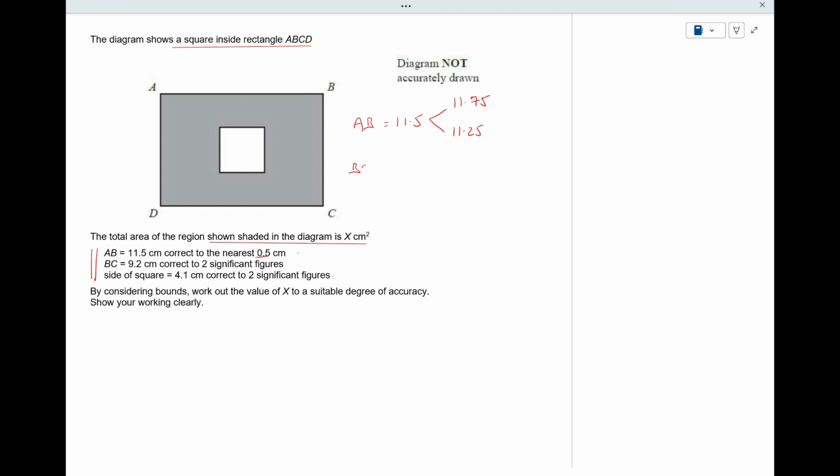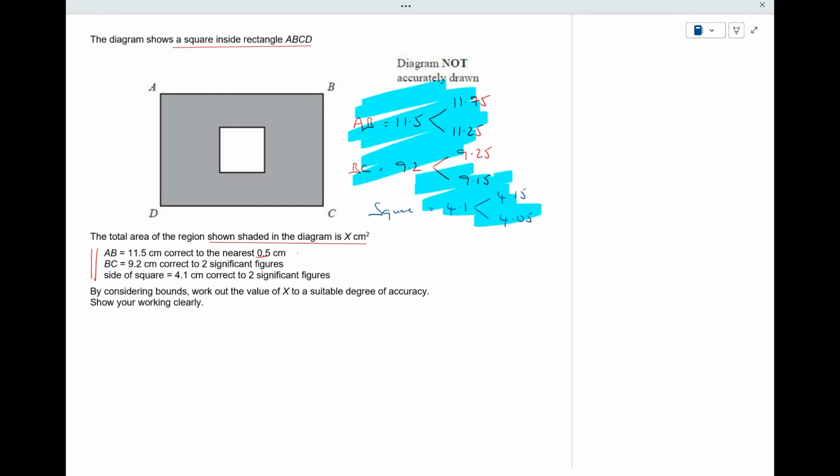Meanwhile, BC is 9.2 to two significant figures. So upper bound 9.25, lower bound 9.15. And the square has sides of 4.1 to two significant figures: 4.15, 4.05.